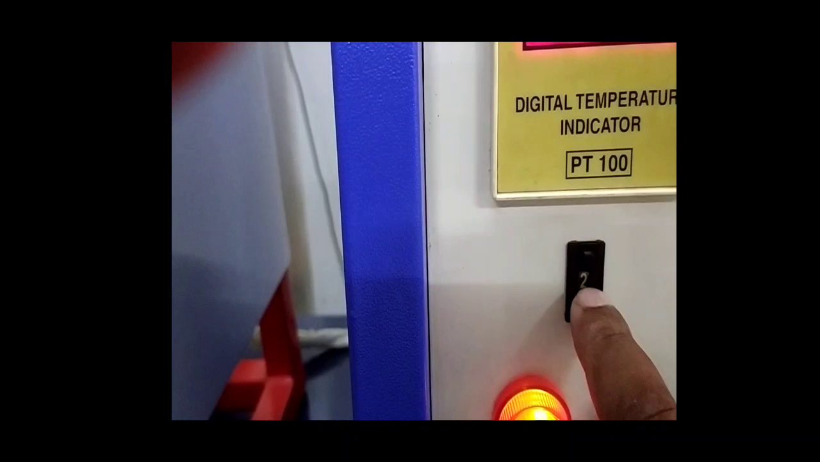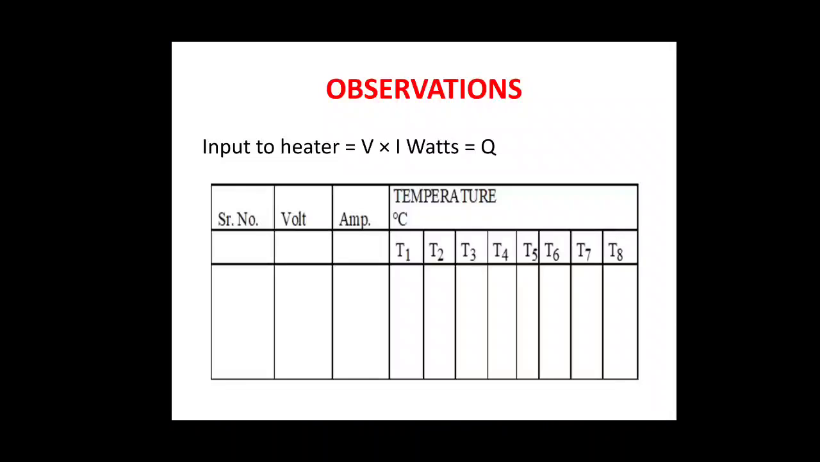Then we will take the readings of all these temperatures every 5 to 10 minutes, till two consecutive readings are almost similar. That means the difference between two consecutive readings is almost the same, or negligible. So then we can claim that steady state condition is reached. After that, all the observations that we have gathered will be put in the observation table, where we put the voltmeter reading, ammeter reading, and all the temperature readings.